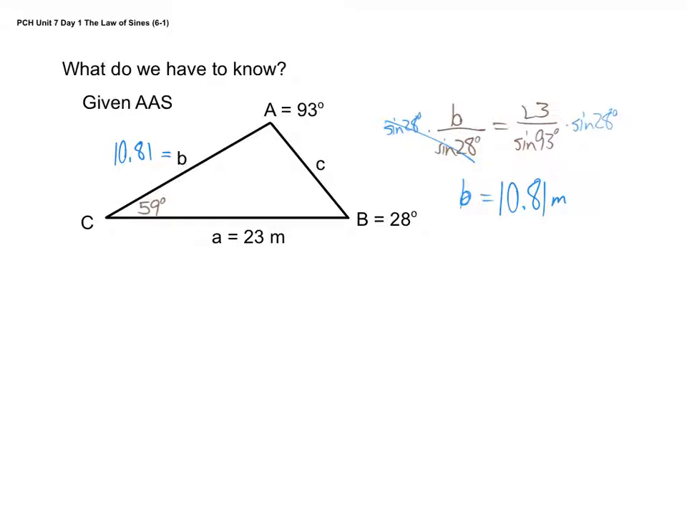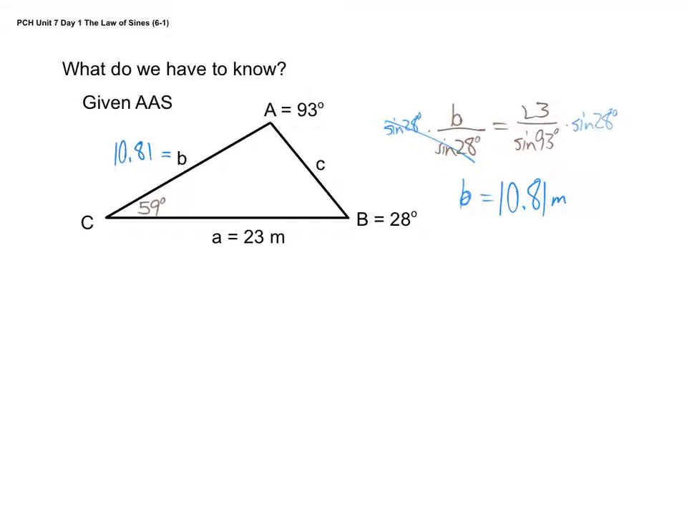Now here's a question. What might you be tempted to use that you're not allowed to here? The Pythagorean theorem. This is not a right triangle, so you cannot use the Pythagorean theorem. That's a very common mistake that students will make. They say, oh, well, A is going to be the longest side because angle A was the biggest angle, so that must be our hypotenuse. And then they try to do the Pythagorean theorem. It doesn't work because it's not a right triangle.